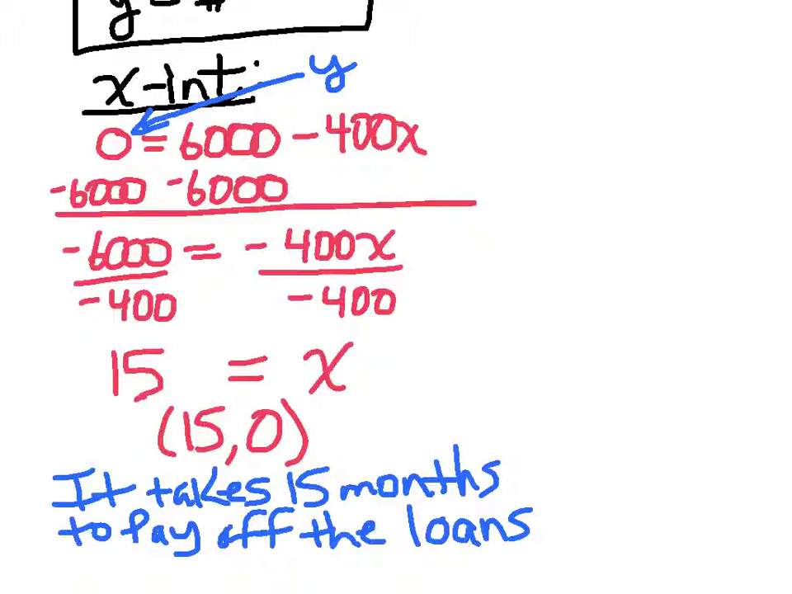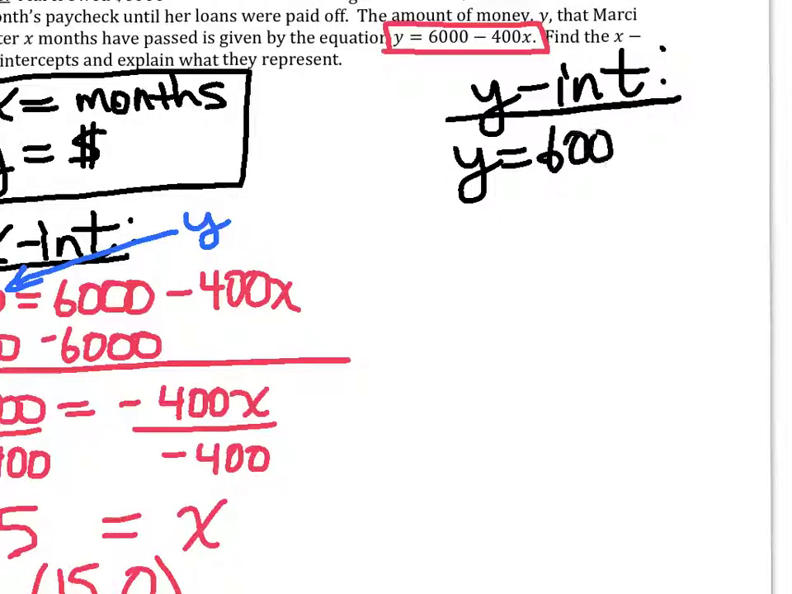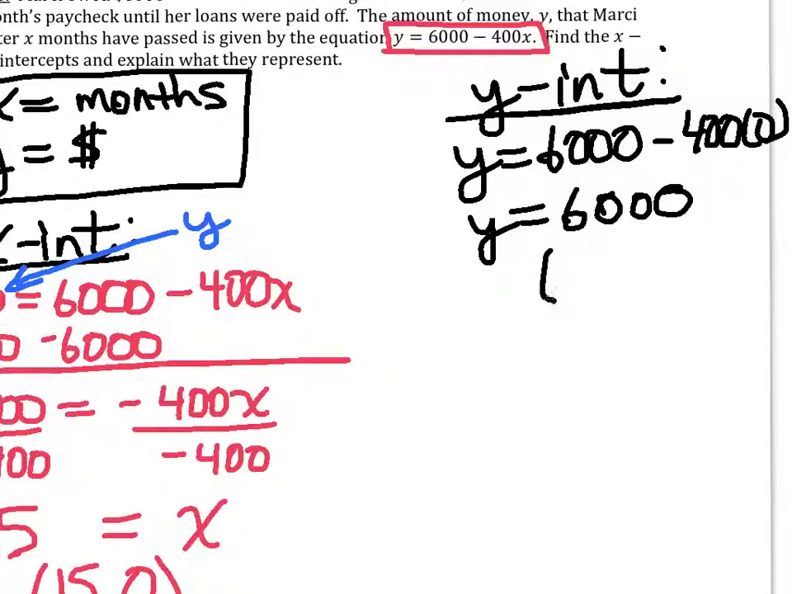Now I'm going to go and I'm going to find my y-intercept, and I'll do it off to the side over here, right? So to find our y-intercept, we let x be 0, and we solve for y. All right, so I get y equals 6,000 minus 400 times 0. Right? Well, 400 times 0 is just 0, so we get y equals 6,000. Again, we can write this as an ordered pair. It would be the point 0, 6,000, since we put 0 in for x, and we got a y value of 6,000.